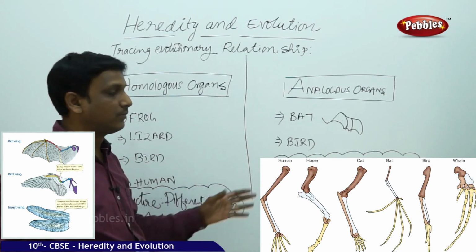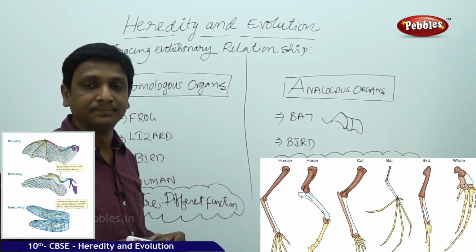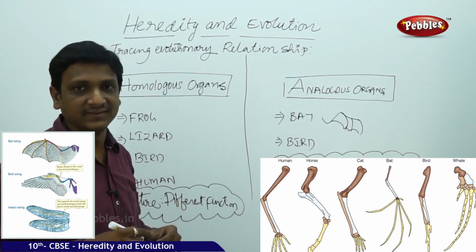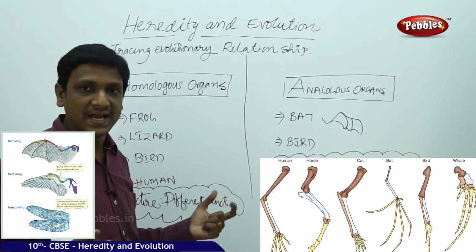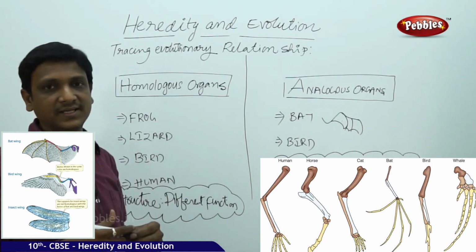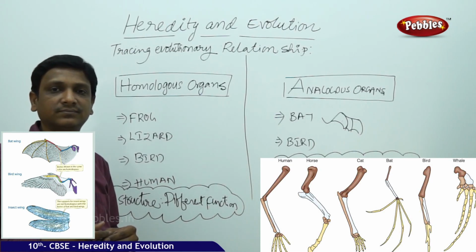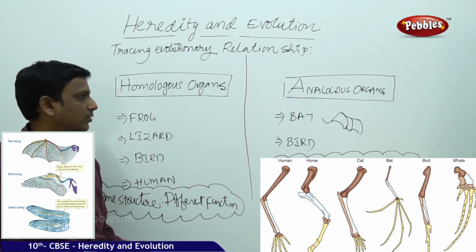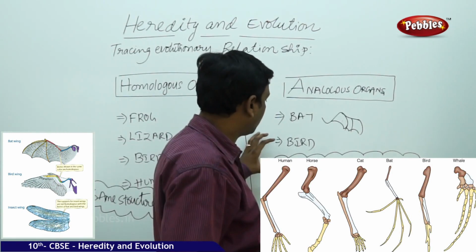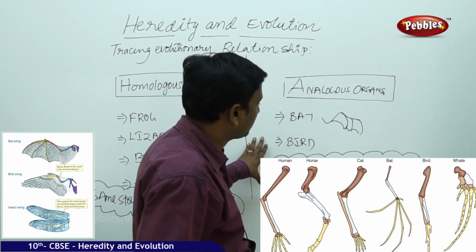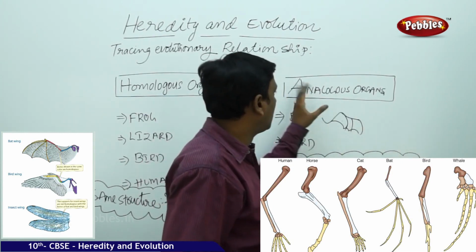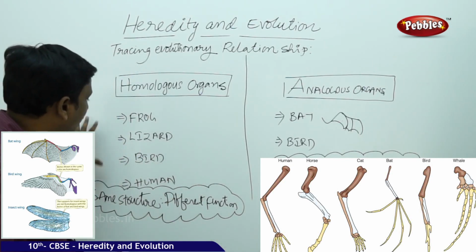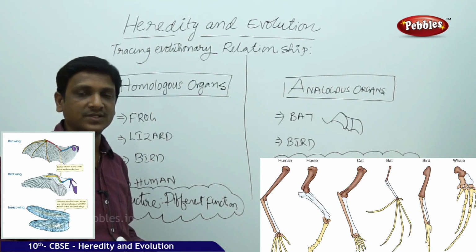You may feel that bat and bird are closely related, because you may think that this has wings and that has wings. Both have wings, so bat and bird are closely related. But it is not that. Such organs, which have a similar function in different organisms but a different structure, are called analogous organs. The organs that have similar structure but different function are called homologous organs.